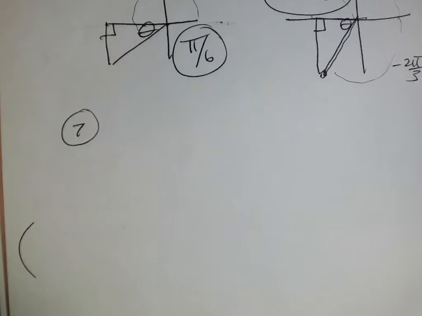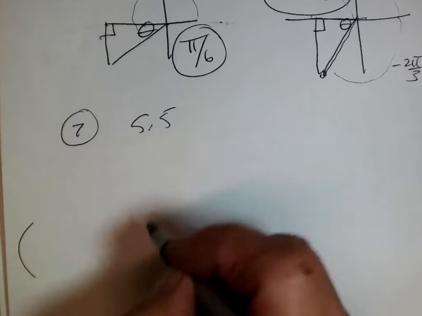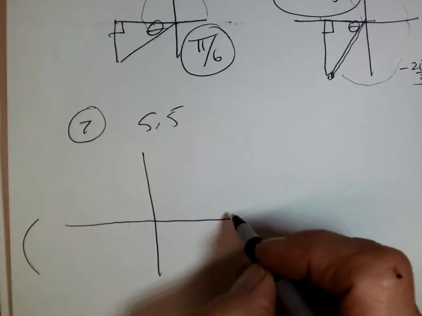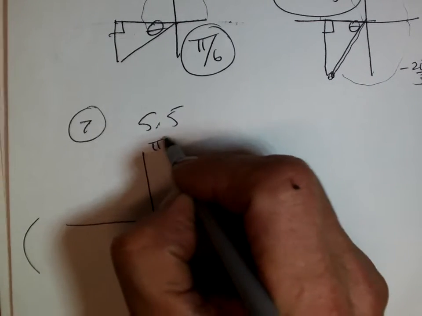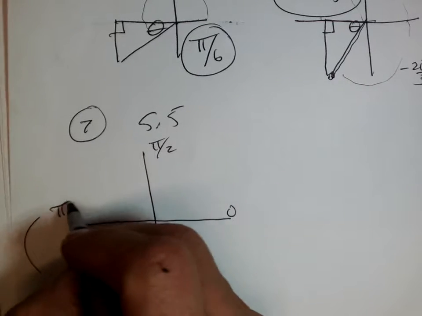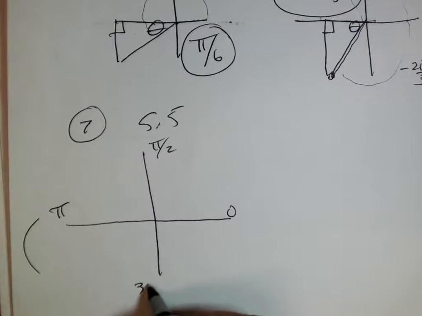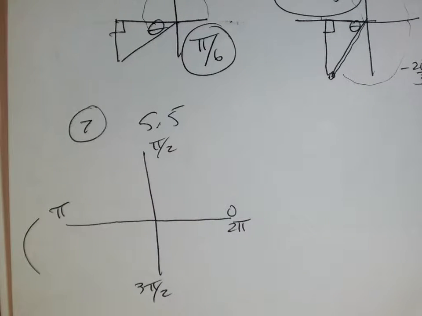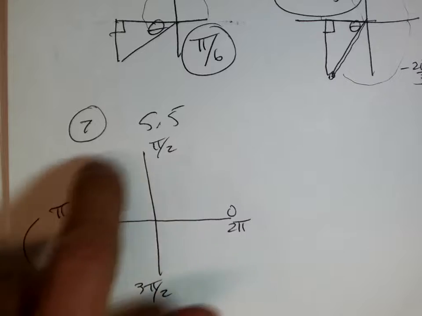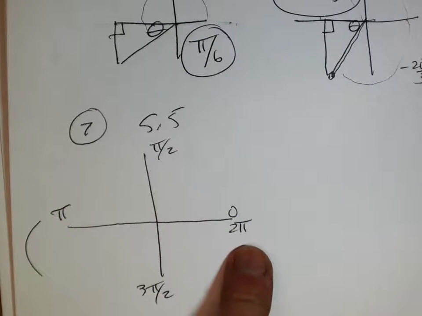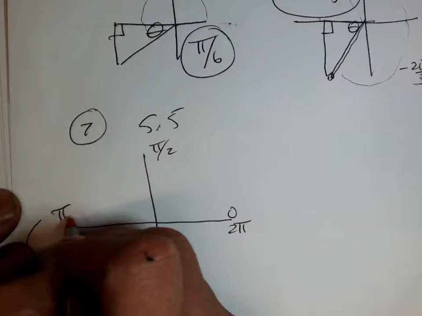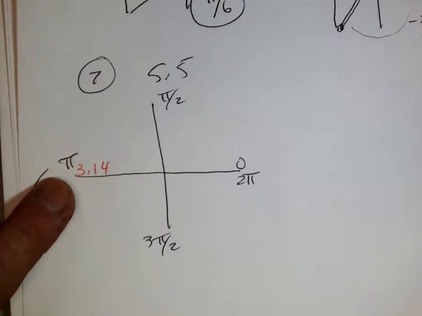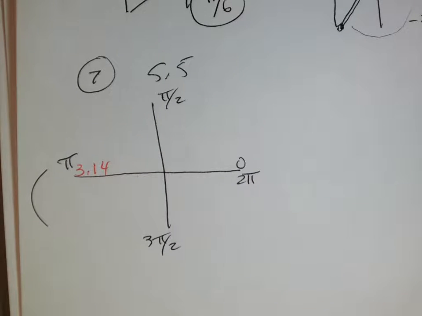Number 7. Okay, 5.5. Now do 5.5. Let's see if we can figure out some things. I know 0, pi halves, pi. I know this is 3 pi halves, and this is 2 pi. All right. This is not hard if we think about these in terms of decimals, right? So this is, as a decimal, 3.14, blah, blah, blah, okay? 5.5 is on there, but let's figure out where.